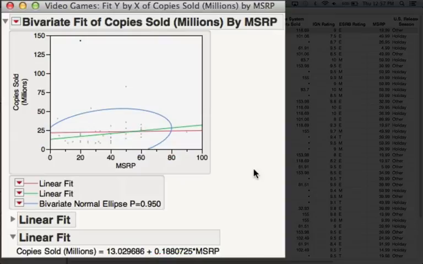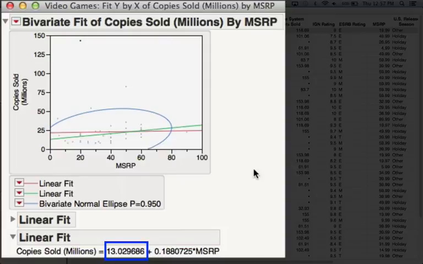First, let's interpret our new linear fit equation. Remember that MSRP is X and copies sold is Y. So, for every dollar increase in the MSRP of the video game, the number of copies sold increases by approximately 0.188 million copies. What about the y-intercept?